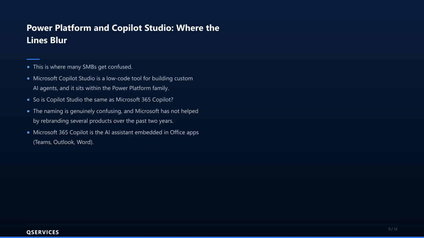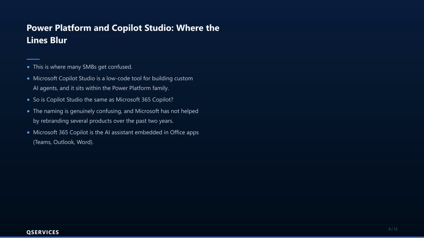Power Platform and Copilot Studio, where the lines blur. This is where many SMBs get confused. Microsoft Copilot Studio is a low-code tool for building custom AI agents, and it sits within the Power Platform family. So is Copilot Studio the same as Microsoft 365 Copilot? Not exactly. The naming is genuinely confusing, and Microsoft has not helped by rebranding several products over the past 2 years. Microsoft 365 Copilot is the AI assistant embedded in Office apps, Teams, Outlook, Word. It is subscription-based and designed for end users to get AI assistance inside the apps they already use.